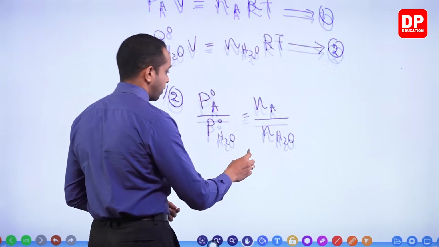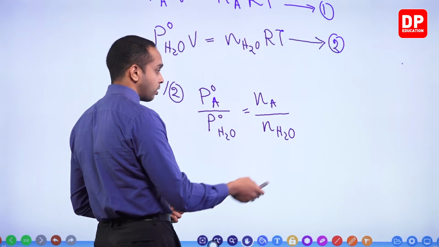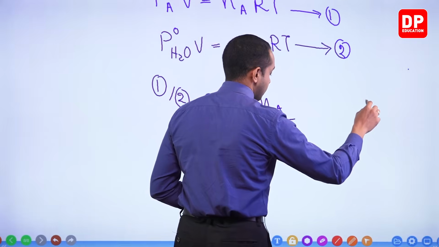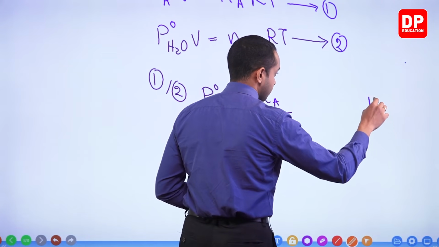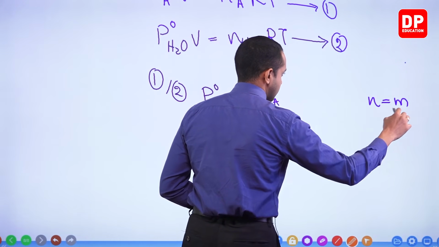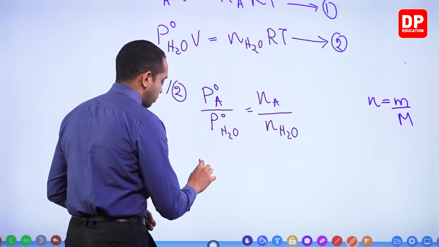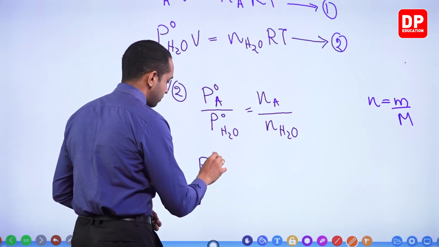Since we already know what we are going to be doing next, because of this N equals mass divided by molar mass equation, we can rewrite this equation in the following way.